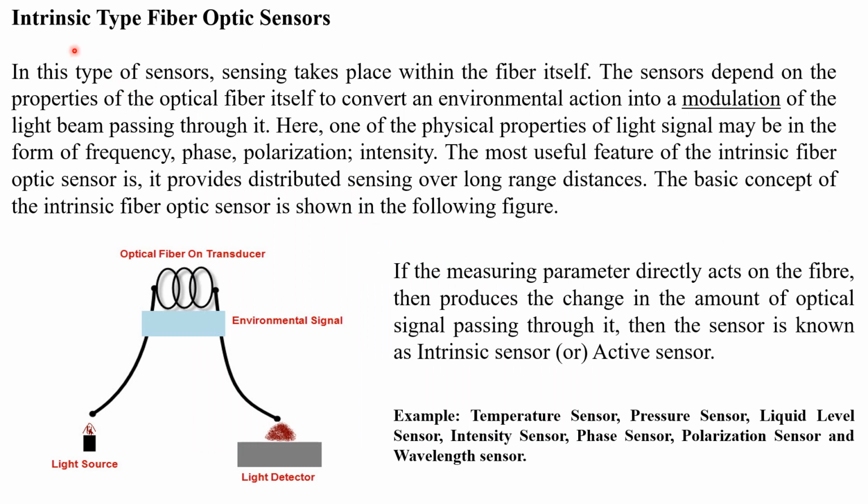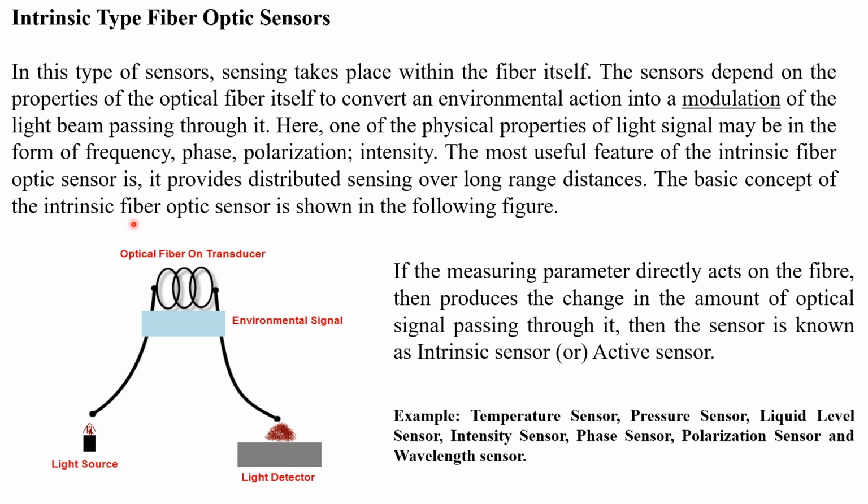Now, intrinsic type fiber optic sensor. In this type of sensor, sensing takes place within the fiber itself. So, an intrinsic sensor is otherwise known as an active sensor. The sensor depends upon the properties of the optical fiber itself to convert environmental actions into a modulation of the light passing through it. Here, one of the physical properties of the light signal may be used, in the form of frequency, phase, polarization, or intensity. The most useful feature of this intrinsic fiber sensor is that it provides distributed sensing over long range distances.